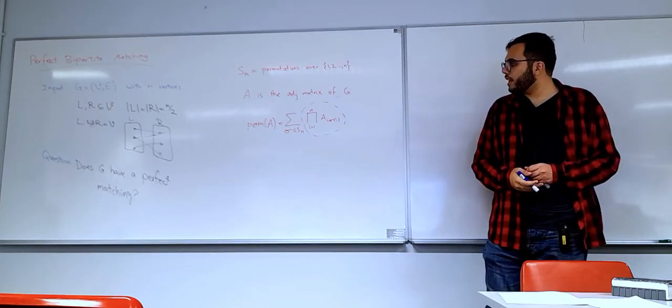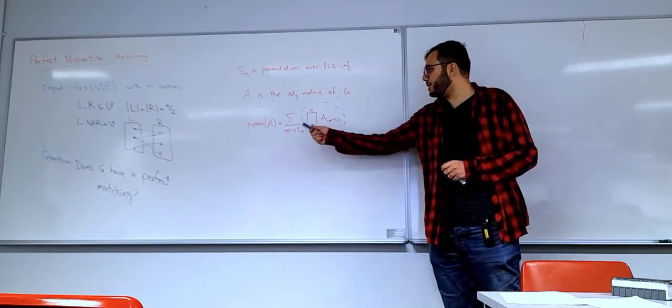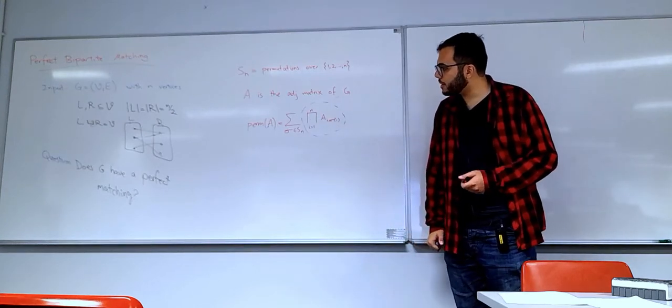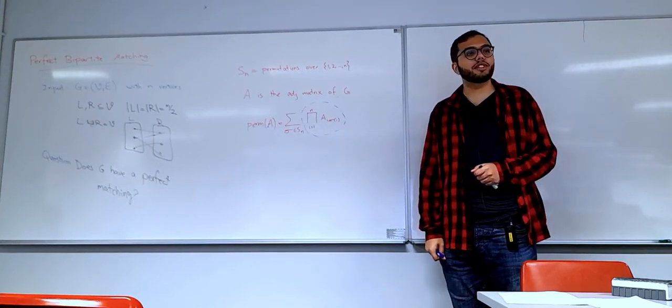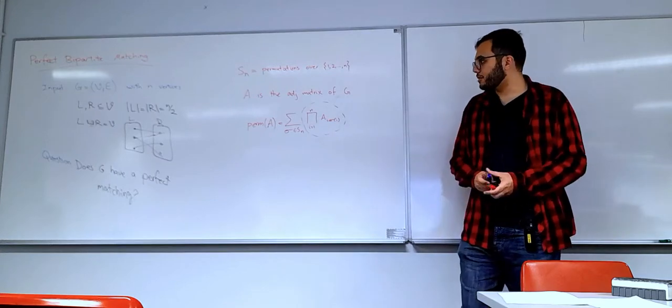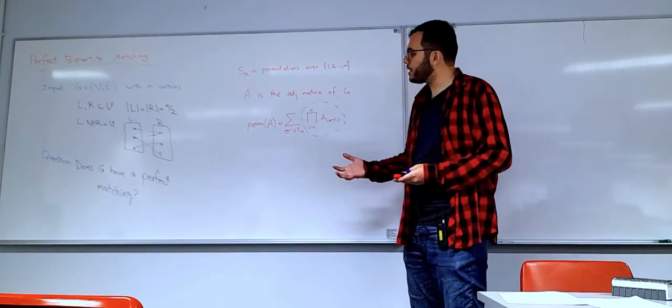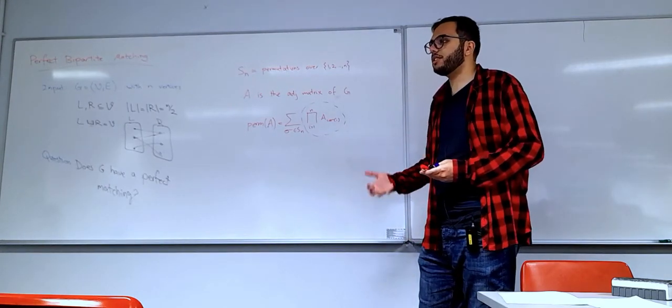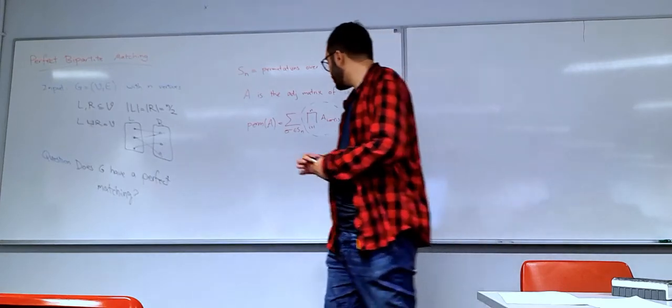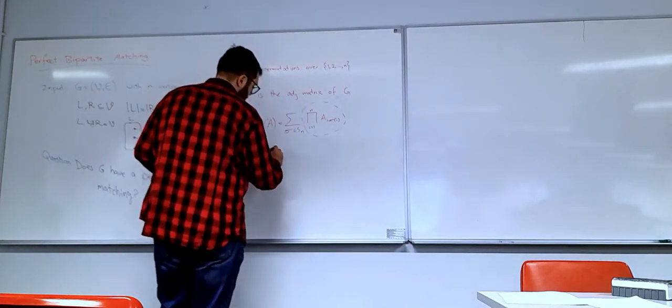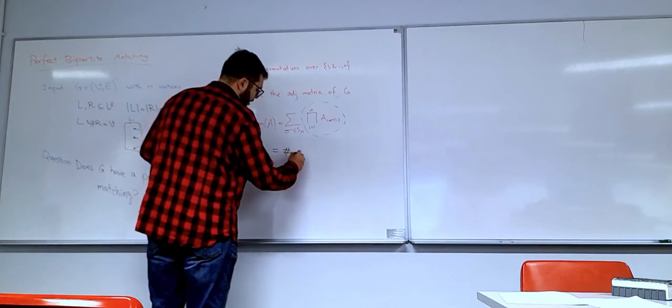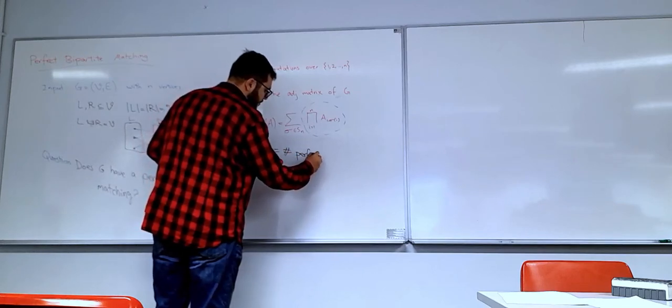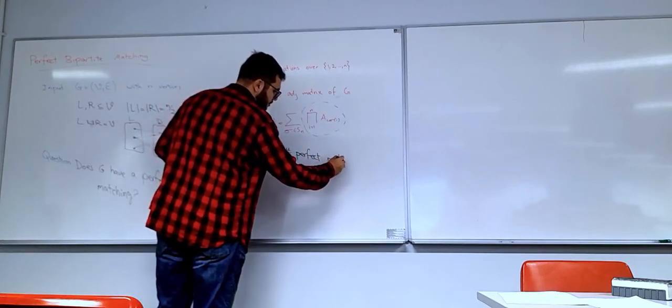Okay. In other words, the permanent of A is basically equal to the number of perfect matchings of A. So it's not only telling me whether I have a perfect matching or not, it's actually counting them. So this is equal to the number of perfect matchings.